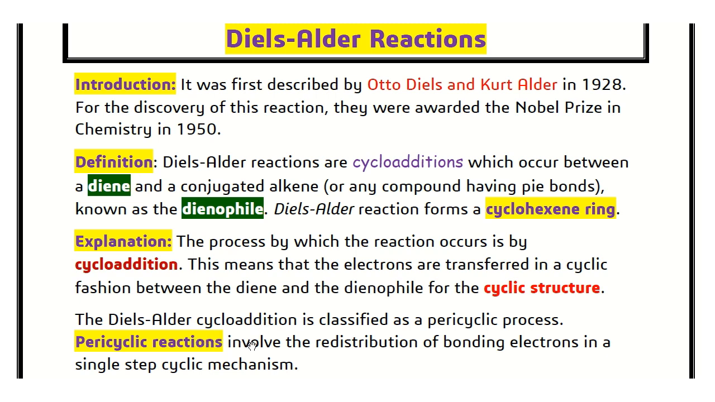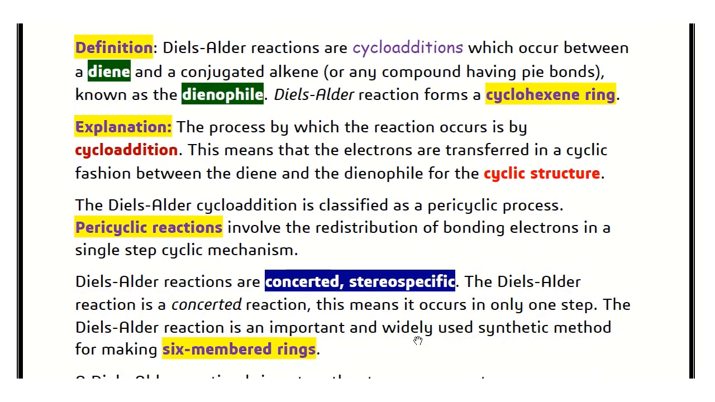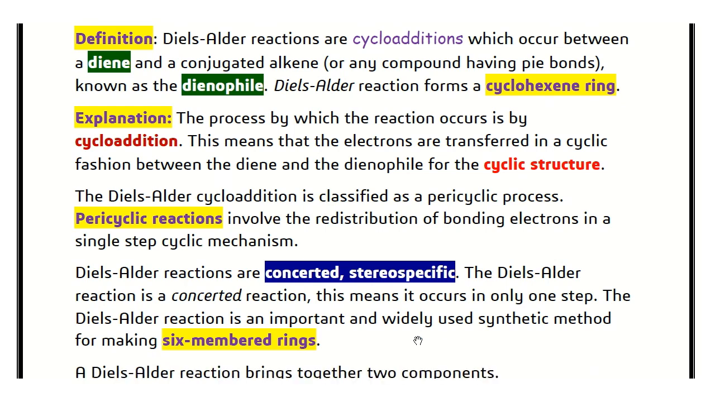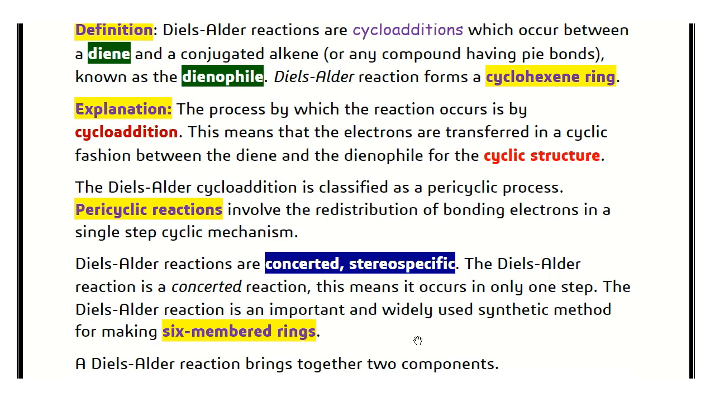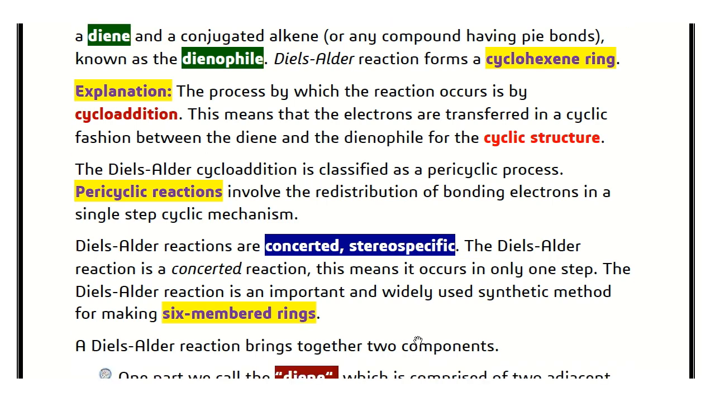The Diels-Alder reaction is classified as a pericyclic reaction because the cycloaddition, or the movement of electrons in a cyclic fashion, occurs in only a single step mechanism, and the stereochemistry of the structure is retained during this cyclic process. So that's why they are pericyclic reactions. Diels-Alder reactions are concerted and stereospecific.